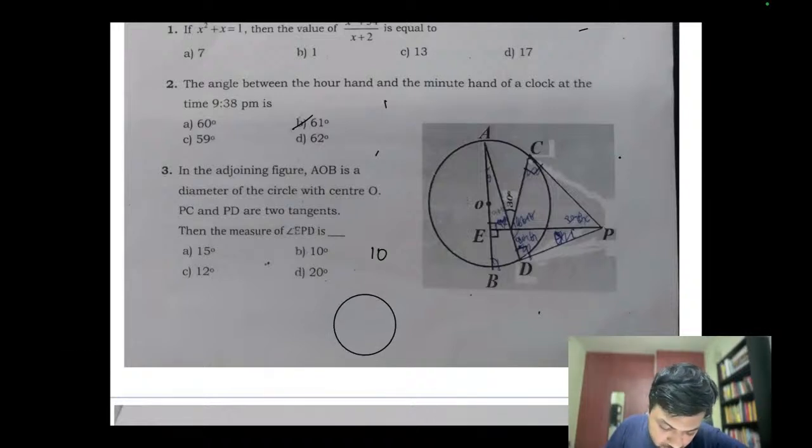So you have AOB as the diameter of a circle, and PC and PD are two tangents. Then the measure of angle EPD. Wait, what is E though? In the picture, I think you see that they dropped a perpendicular. Maybe that was the question.